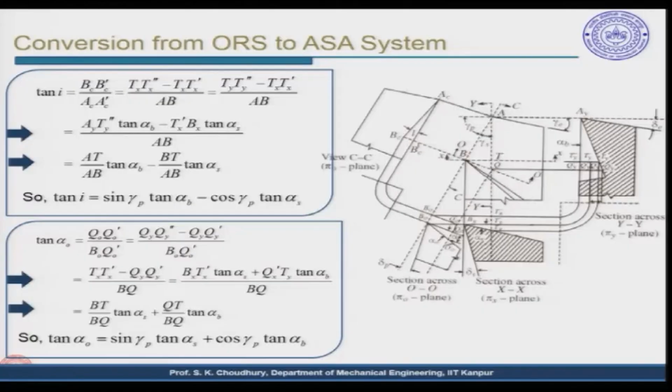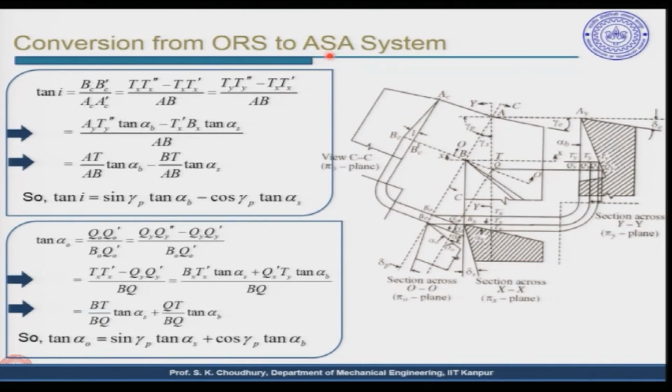Or for example, if you are converting the ORS system to the NRS system, you can convert it easily because you have to give in one system both those planes, like the ORS planes and the NRS planes. Let us take an example here. This is how the conversion can be made. Let us say this is the conversion from ORS to ASA, that is orthogonal rake system to the American system, okay, coordinate system.